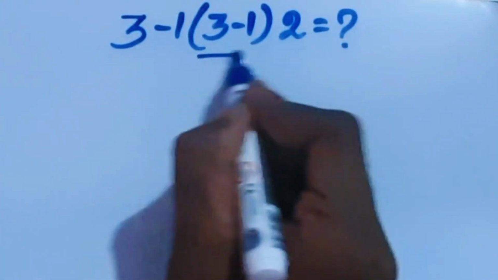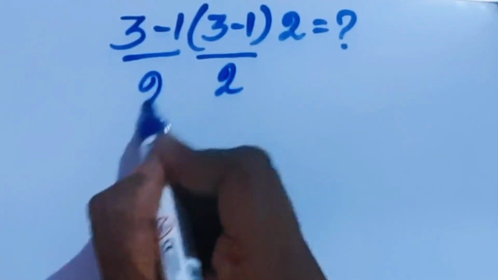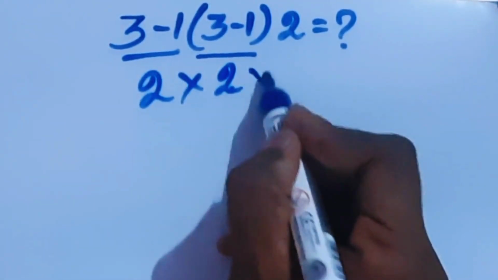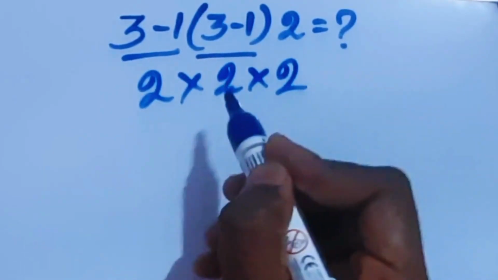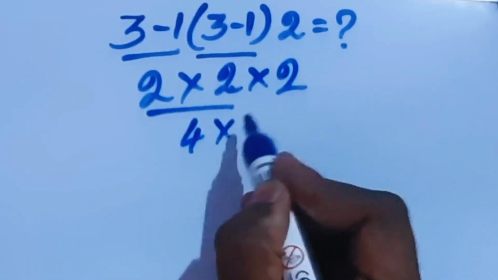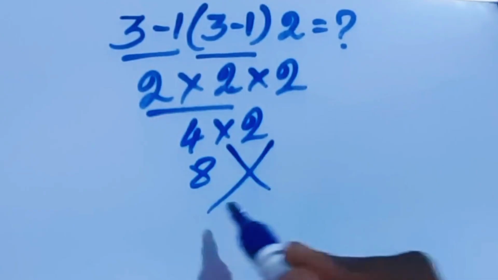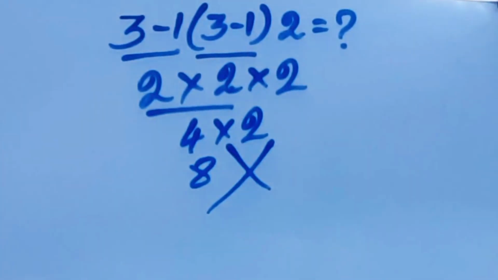Hi guys, here 3 minus 1 is 2. Here 3 minus 1 is 2 times this 2 times this 2. Here 2 times 2 is 4 times this 2. Here we'll get 8. 8 is the wrong answer as per the order of operations PEMDAS.